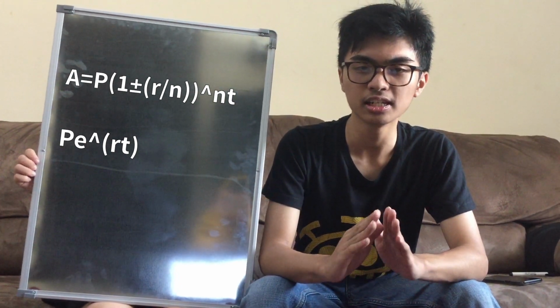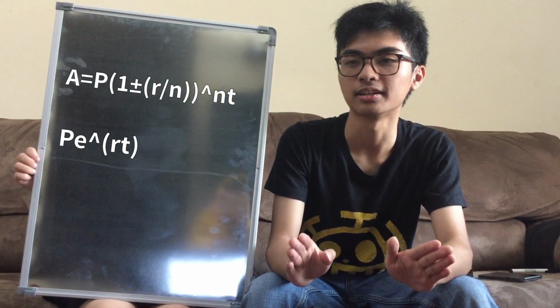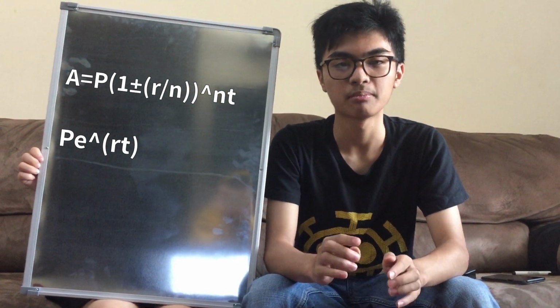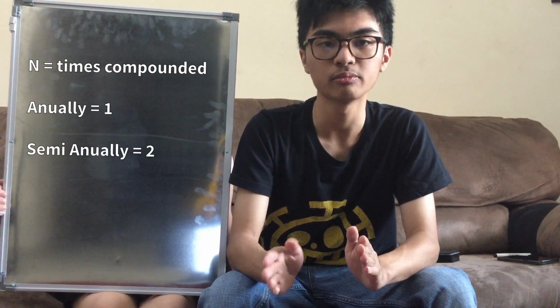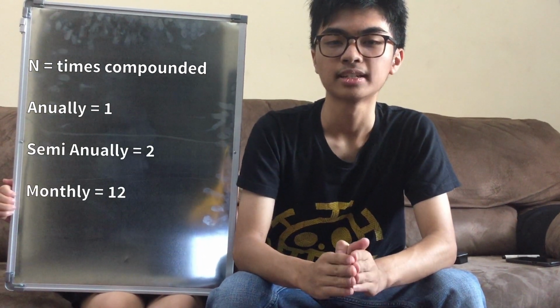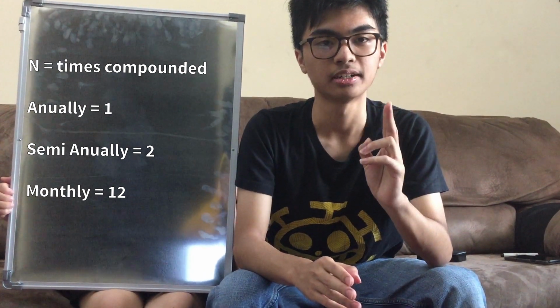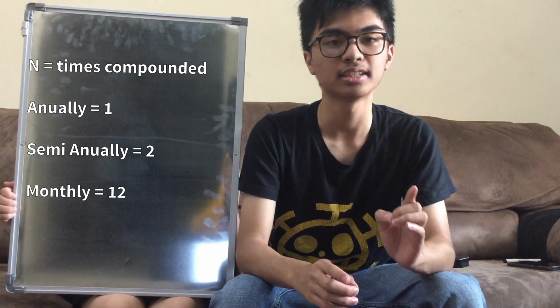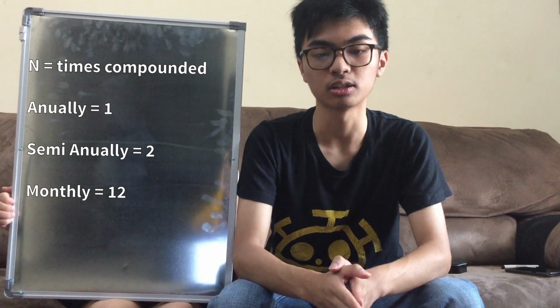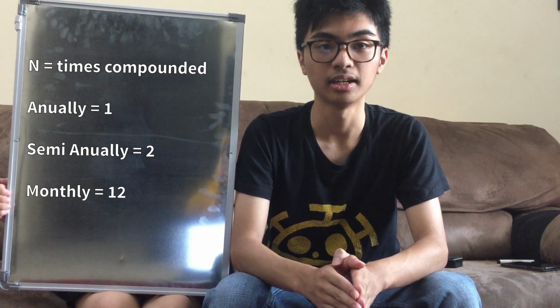And if you're dealing with anything that has continuous compounding, you're going to have A equals P multiplied by e raised to the power of rt. Now, n would be anything that says compounded. So if you see annually, that would mean you put 1. If it was semi-annually, it means twice per year, so you would put 2. And if it's monthly, that would mean once every month, and we have 12 months, so that would mean 12. And now you know what all these values mean.